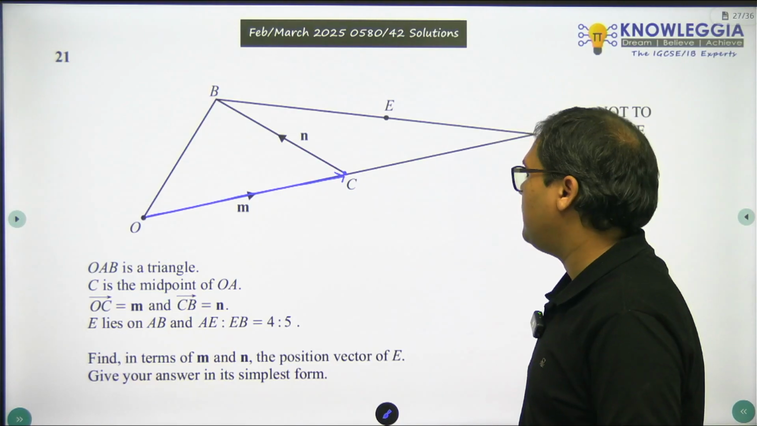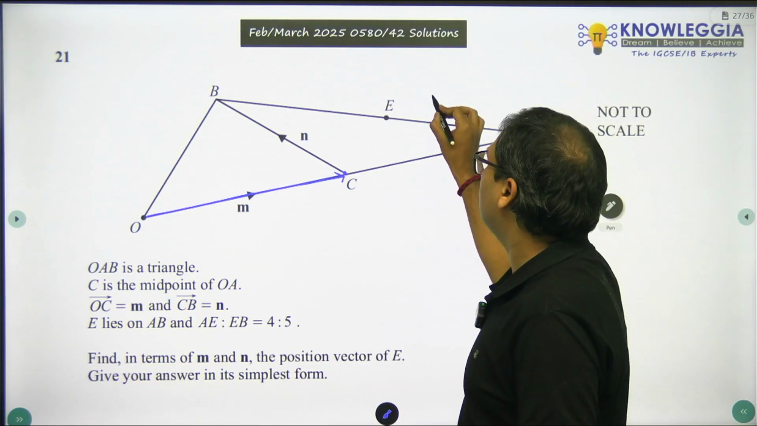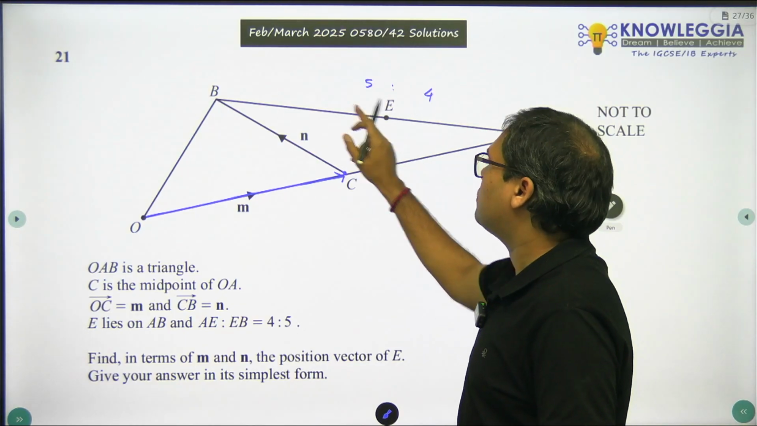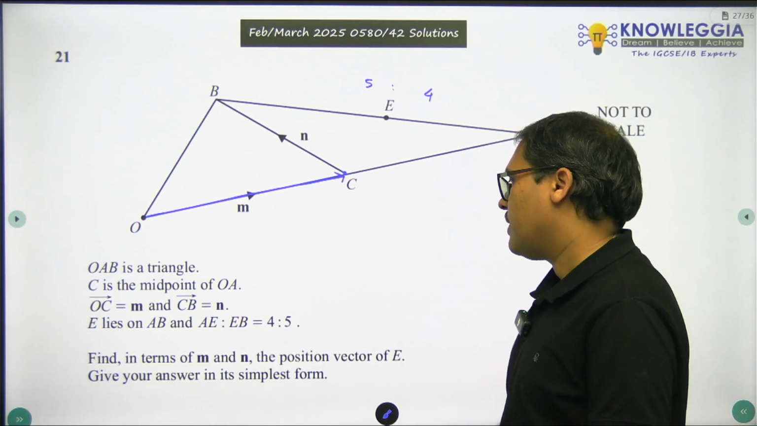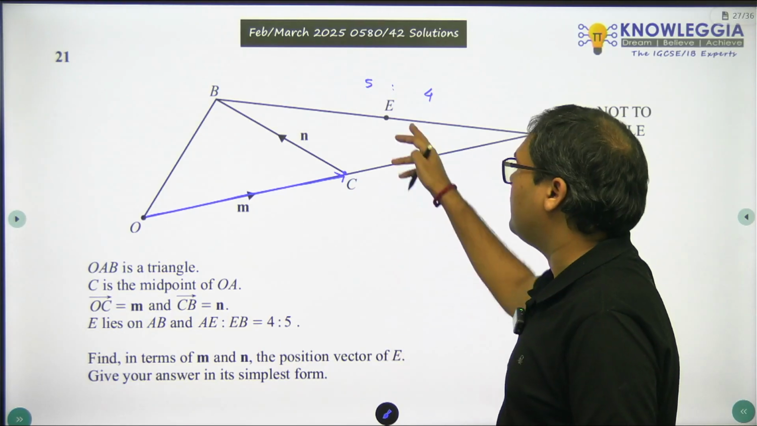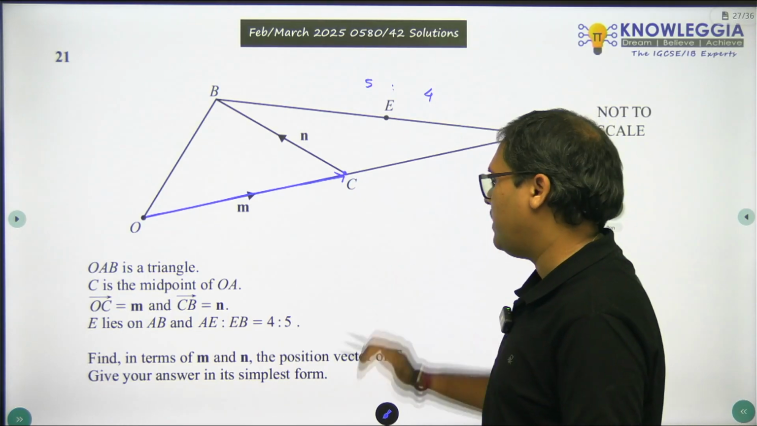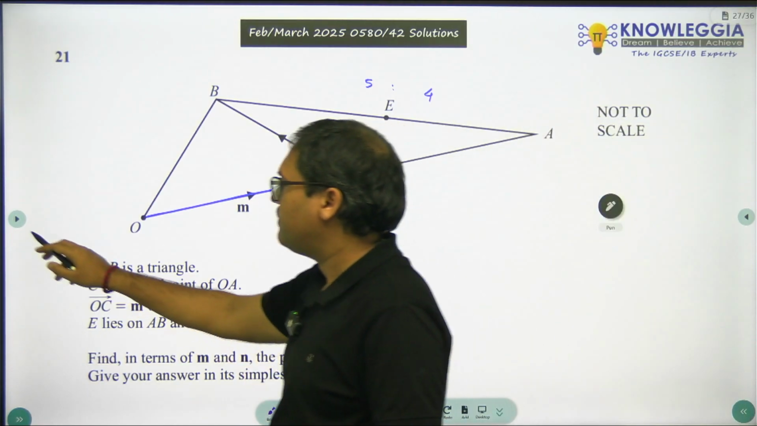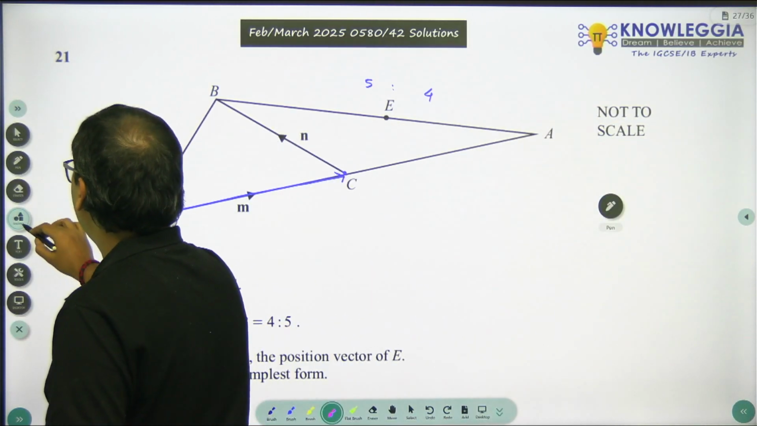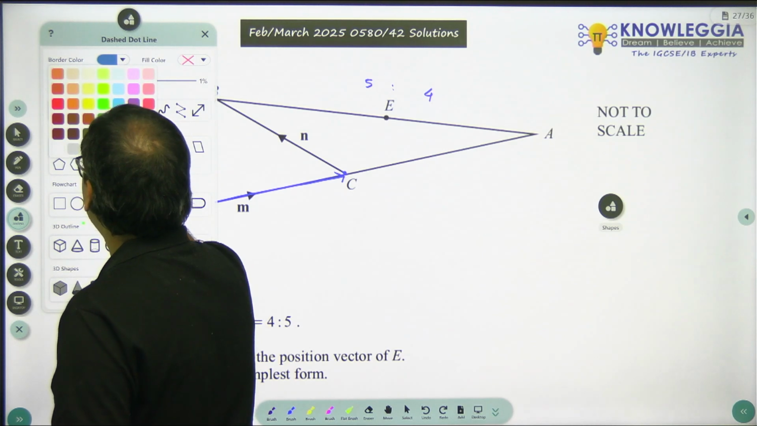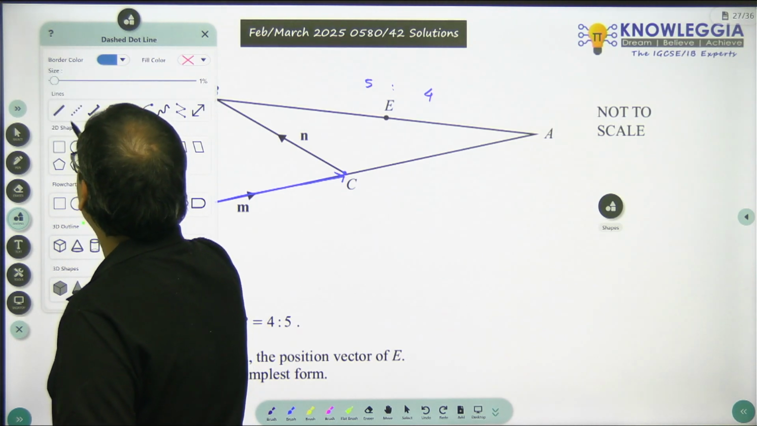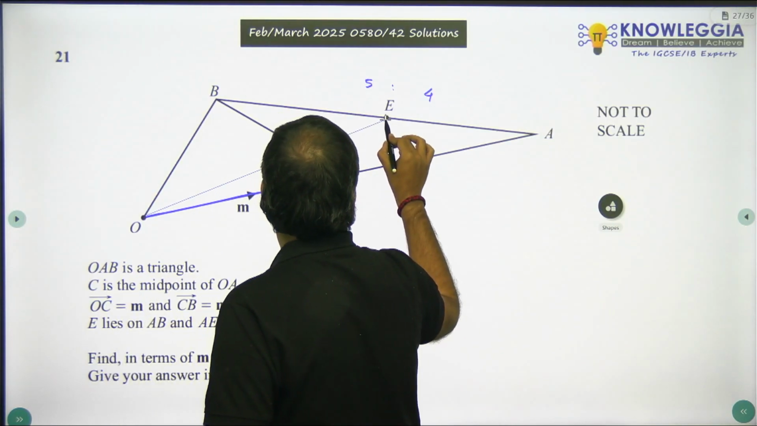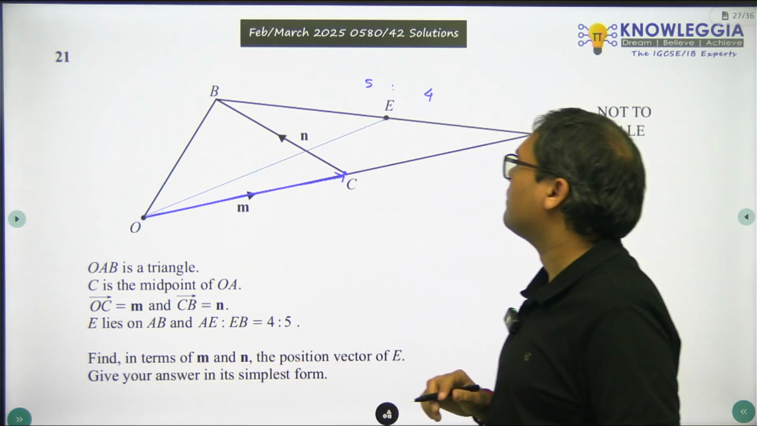The ratio AE is to EB is 4 is to 5. Let's write like this. AE is to EB is 4 is to 5. Find, in terms of M and N, the position vector of E. You have to find the position vector of E in terms of M and N. So I'll just draw the diagram. You have to find this OE vector, correct?